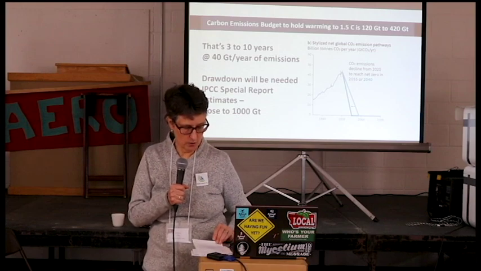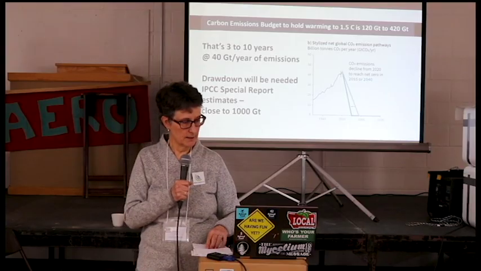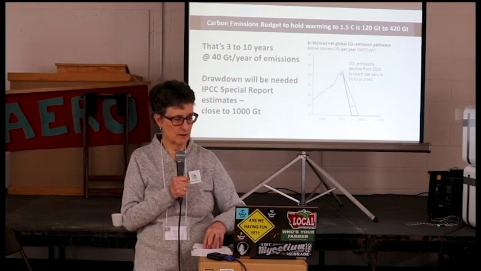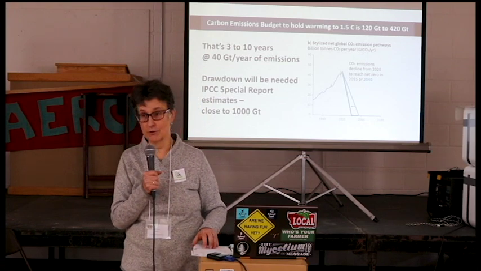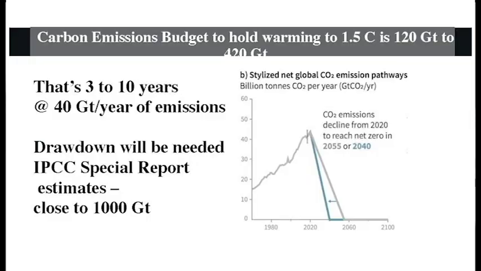And so they come up with a way to quantify this. They use a term called the carbon budget, the amount of CO2 that human activity can emit and still hold warming to a certain amount. And again, we're probably going to overshoot that, because what they're saying is 120 gigatons is all we have left that we can emit.